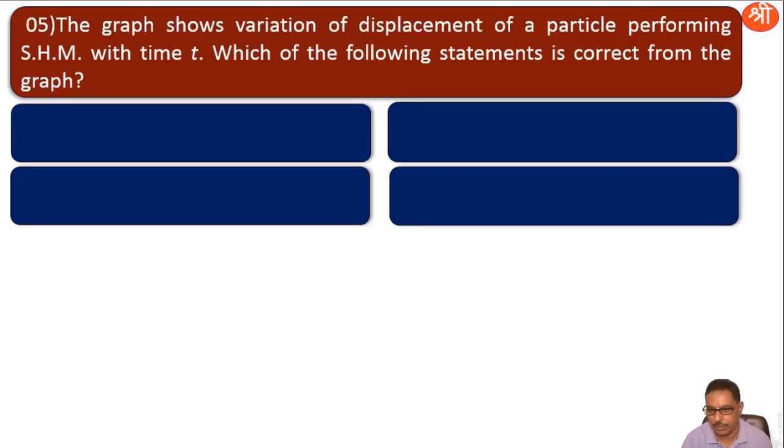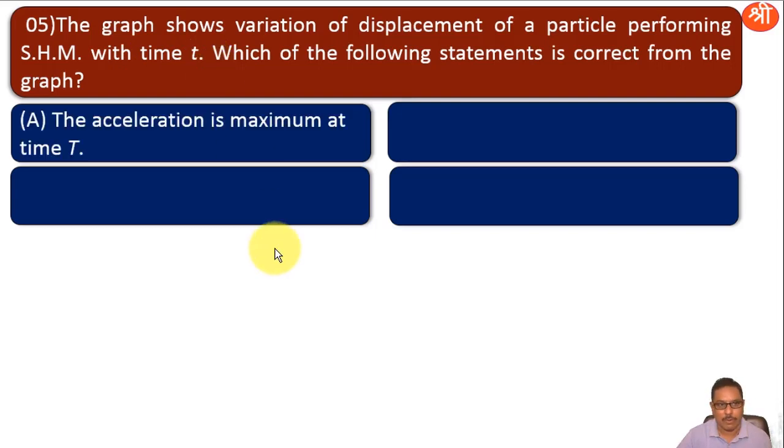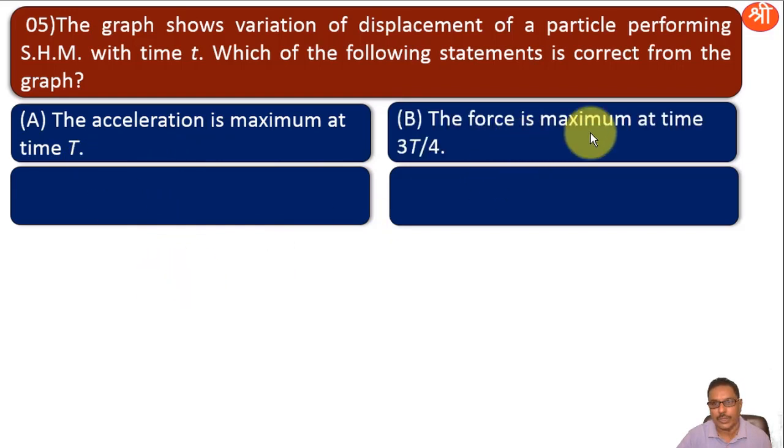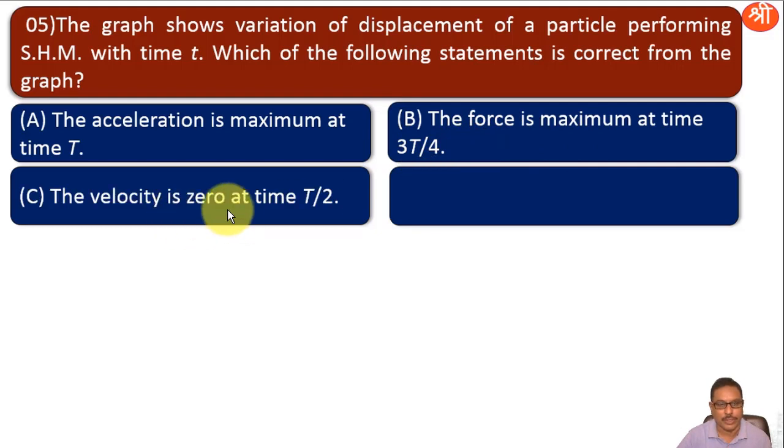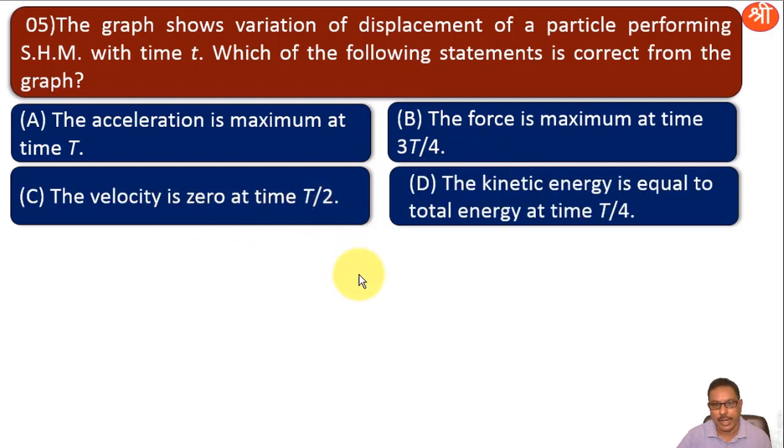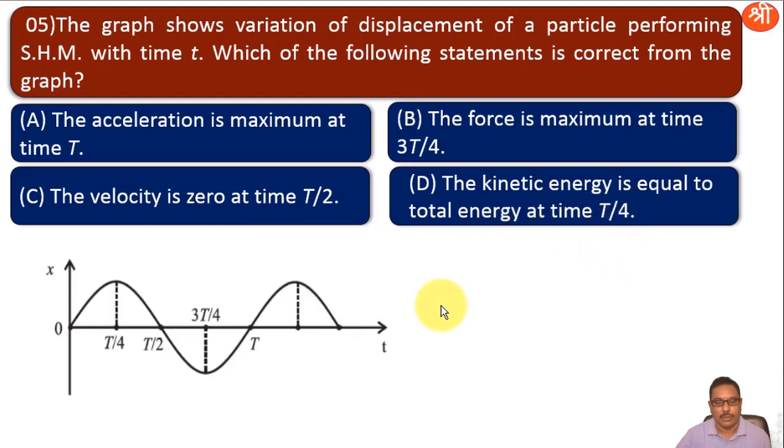And the fifth question, what is that fifth question? See here, the graph shows variation of displacement of a particle performing SHM with time t. Which of the following statements is correct from the graph? Options are: A, the acceleration is maximum at time T; B, the force is maximum at time 3T by 4; C, the velocity is 0 at time T by 2; and D, the kinetic energy is equal to total energy at T by 4. So which is correct from this graph?